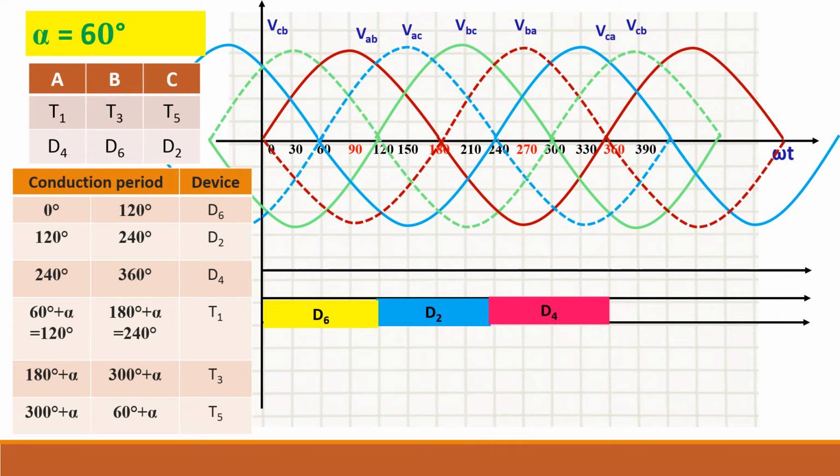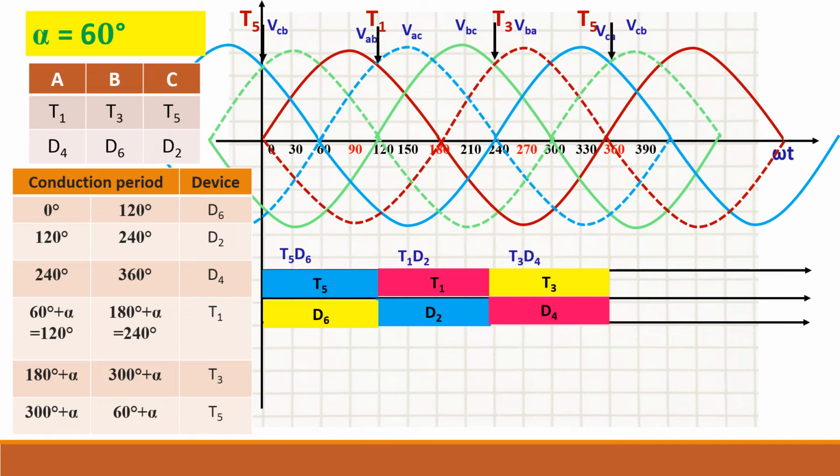Next case is alpha equal to 60 degree. So again fill up this conduction table. For the diode, the conduction period remains the same. You find the conduction angle for T1, T3 and T5. So 60 plus alpha, 60 plus 60 will give you 120 degree. So let us mark T1 at 120 degree, T3 at 240 and T5. Okay, so mark T1, T3 and T5.